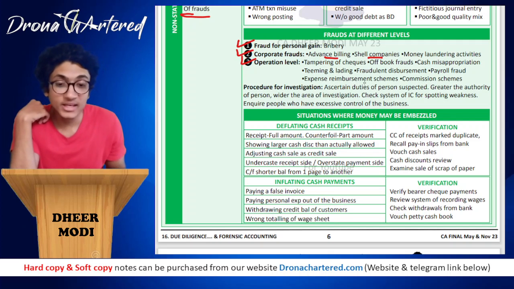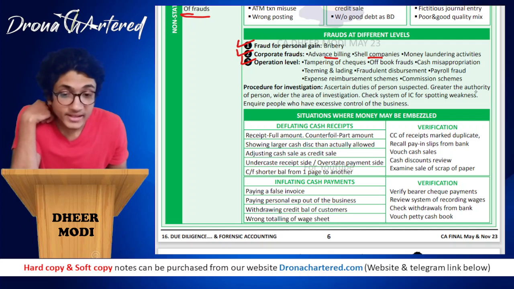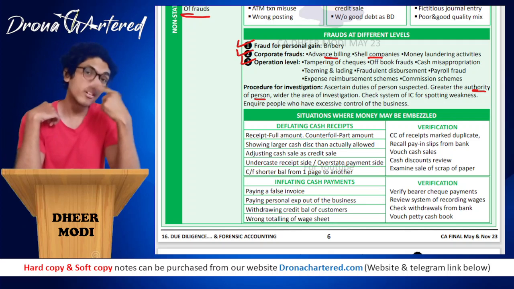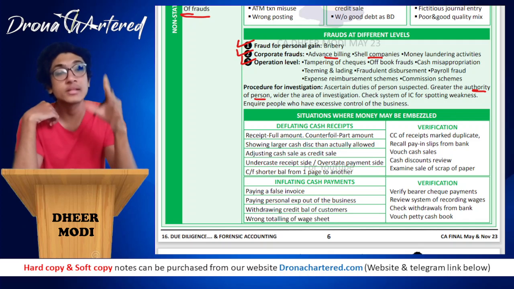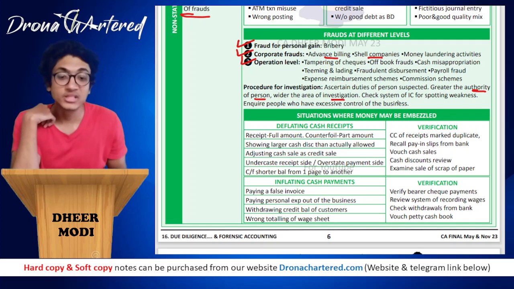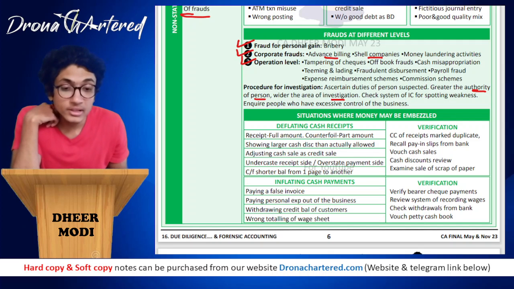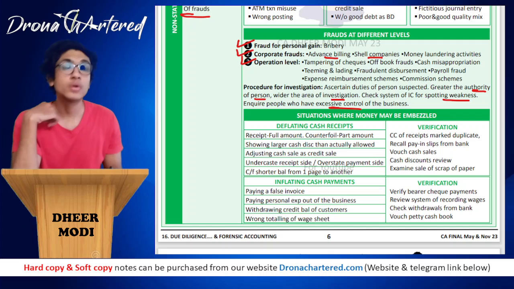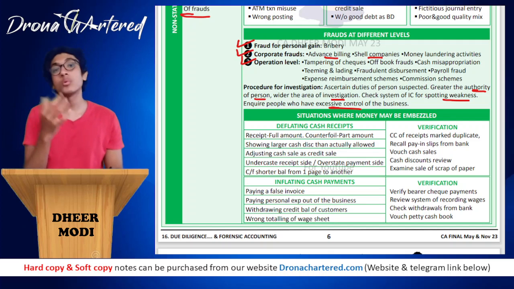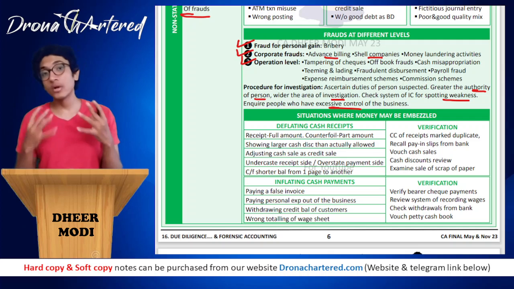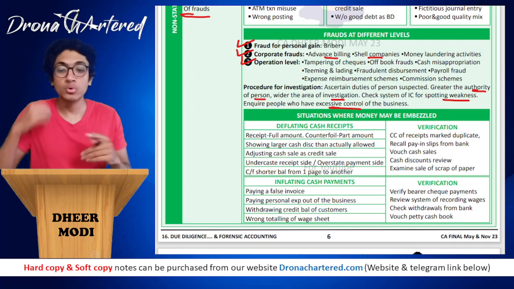Procedure for investigation. So certain duties of person suspected, greater the authority of person. That means with more power, there is a higher chance that this person might do fraud. Wider the area of investigation. Check system of internal controls for spotting weakness and inquire people who have excessive control over the business. So you have to ask people who have a lot of control on the business. Since they have a lot of control, it is also easier for them to do fraud.